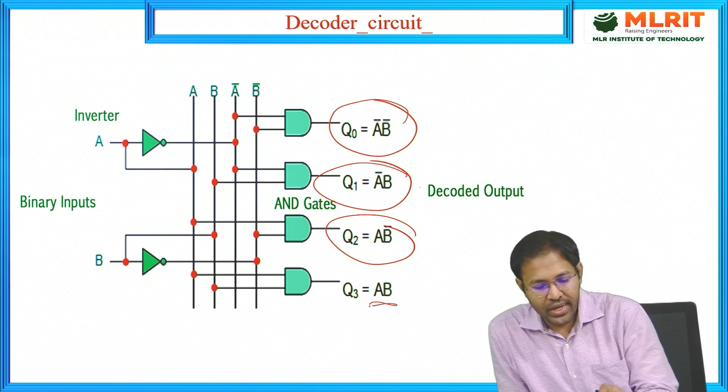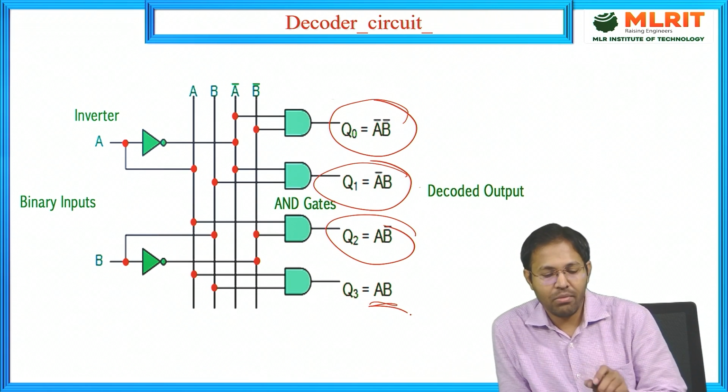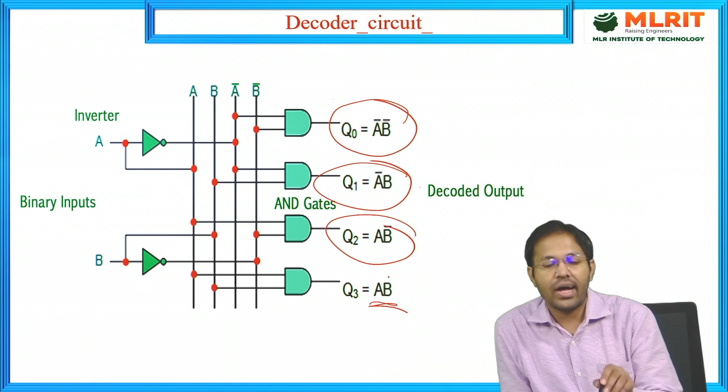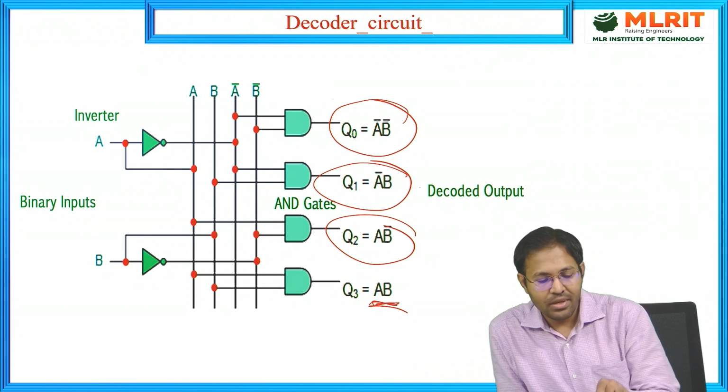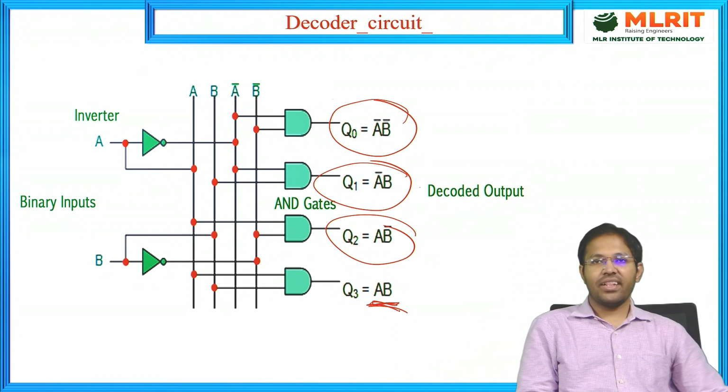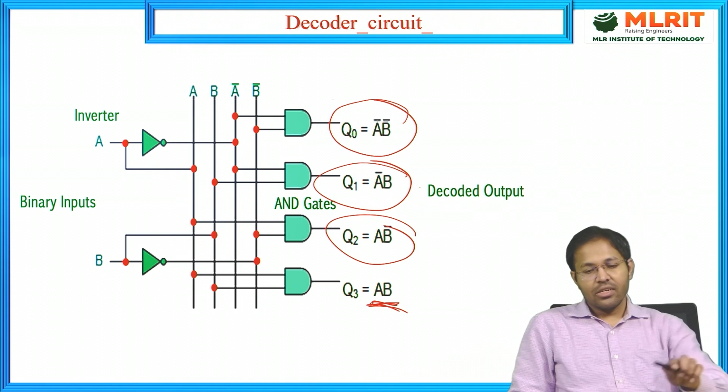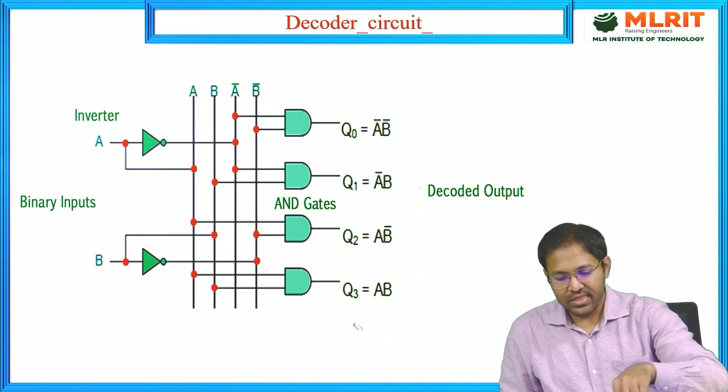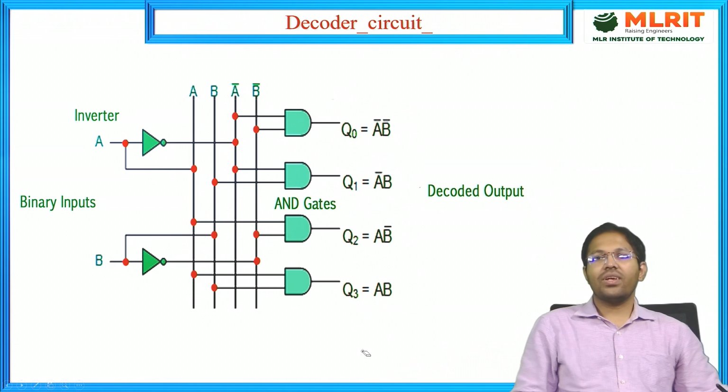A into B, both the variables in the true form. Identify that there are no bars here because both the variables are in their true form. So now that we got the expressions, all we have to do is construct the circuit diagram. How can we do that?